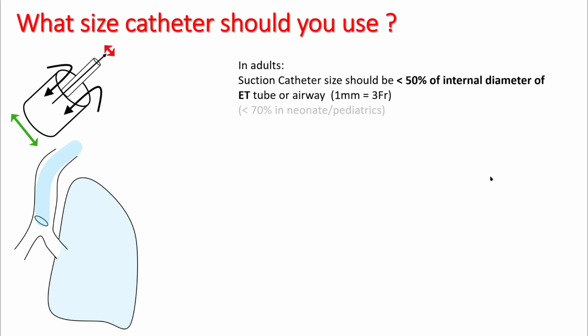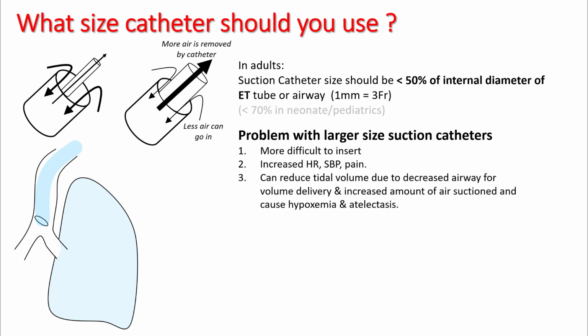The size of the suction catheter should be less than 50% of the internal diameter of your endotracheal tube or any other airway like a tracheostomy. If you use a larger size suction catheter, it will be more difficult to insert and will cause more discomfort to your patient. This will result in higher heart rate and systolic blood pressure.